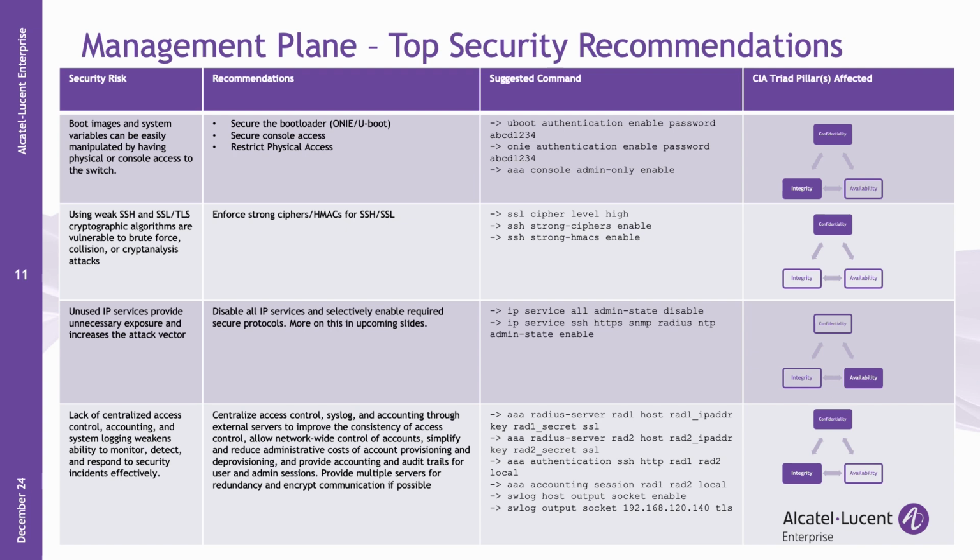A lack of centralized access control, accounting, and system logging primarily affects the confidentiality and integrity pillars of the CIA triad. It also indirectly impacts the availability pillar. Confidentiality is impacted as unauthorized users may gain access to sensitive data, and distributed accounting and audit logs make it difficult to track. Integrity is also impacted, since there's a risk of undetected modifications to system configurations and data. Since access control is not centralized and consistent, some users might have unauthorized access to network devices. Availability is also impacted since there will be a delayed incident response, which can lead to prolonged outages.